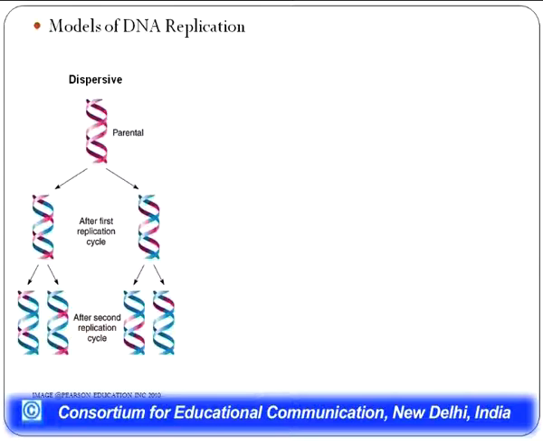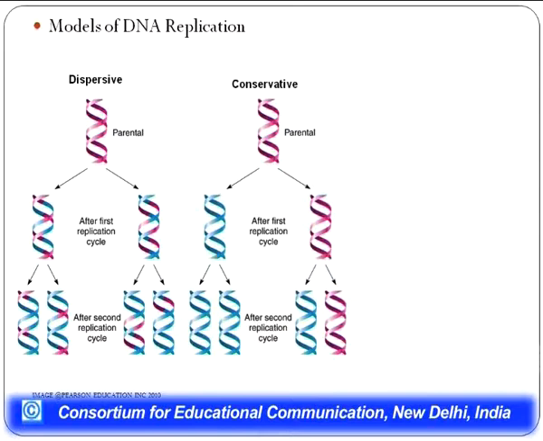The scientific community had given different hypotheses about the mode of DNA replication, one of which was the dispersive mode of replication. The dispersive mode of replication is basically when the two parental strands replicate, they form two new DNA molecules which had portions of both the parental strand as well as a newly formed strand.